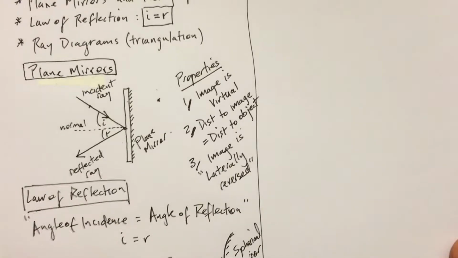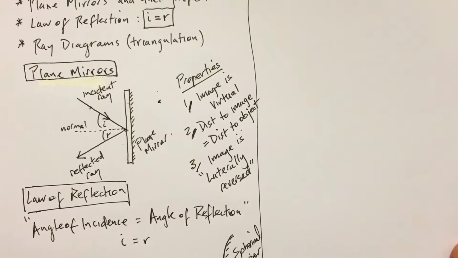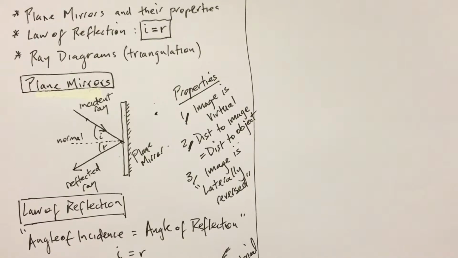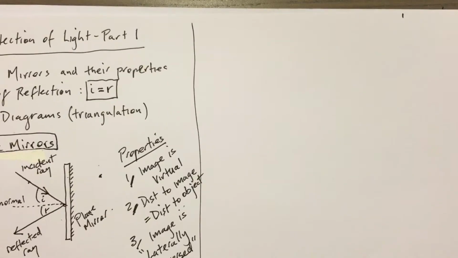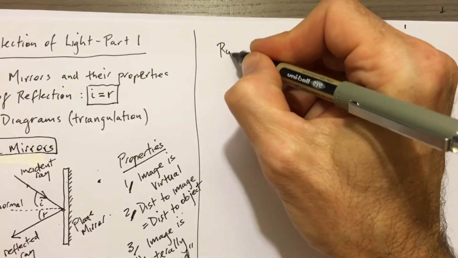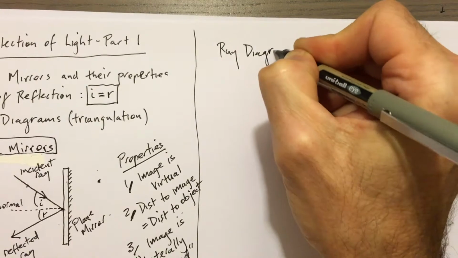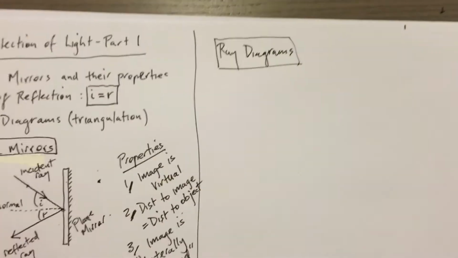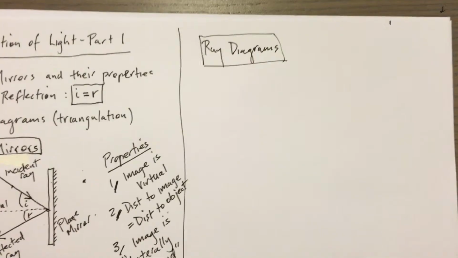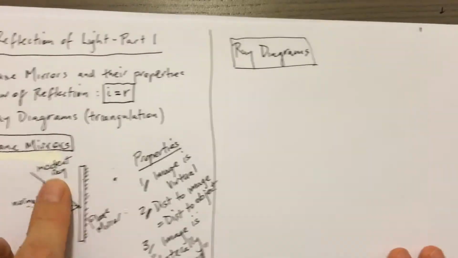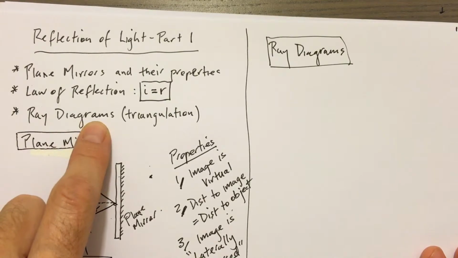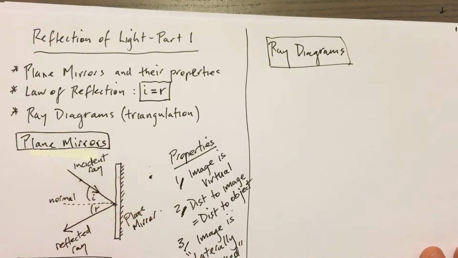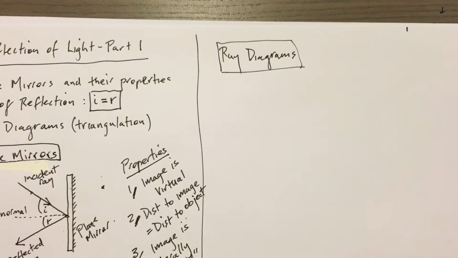Okay, next thing, let's now look at ray diagrams. I'll just do an example. We do ray diagrams for plane mirrors, but also for spherical mirrors. Here's the general idea: for ray diagrams, we're using triangulation, and you'll see what that is as we put this together.